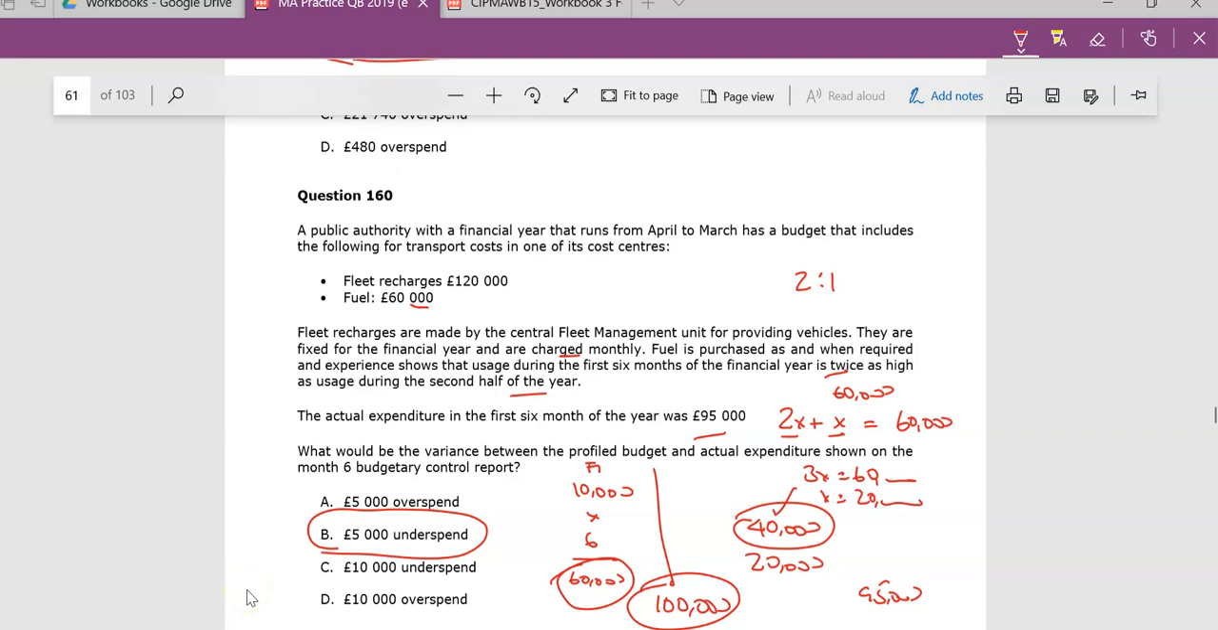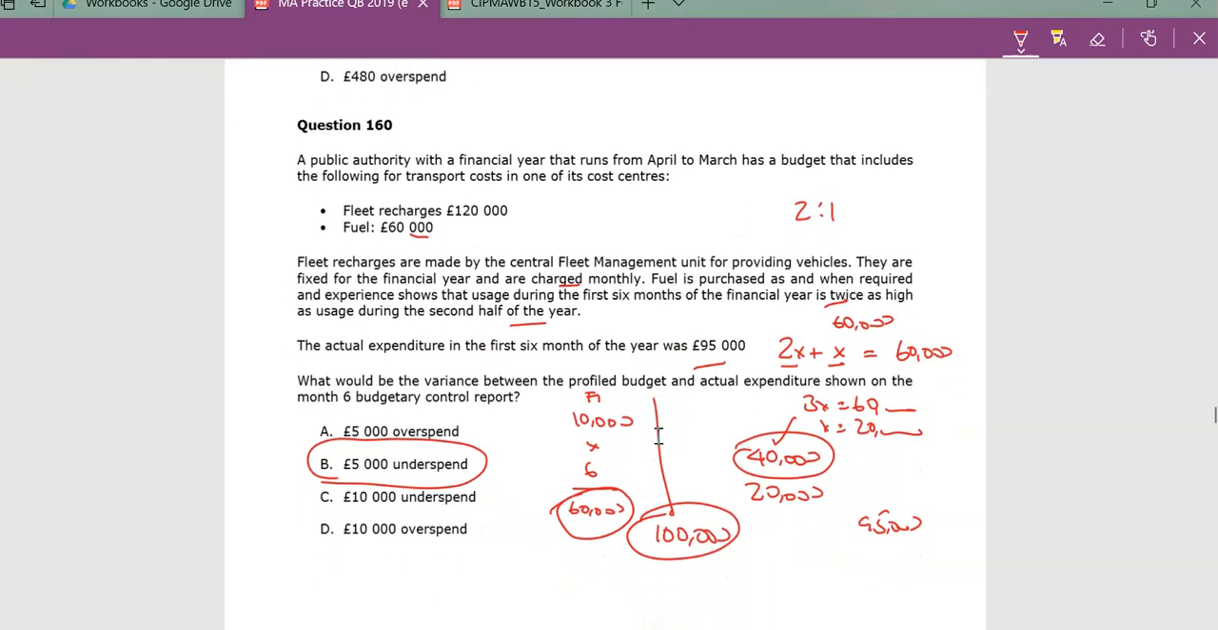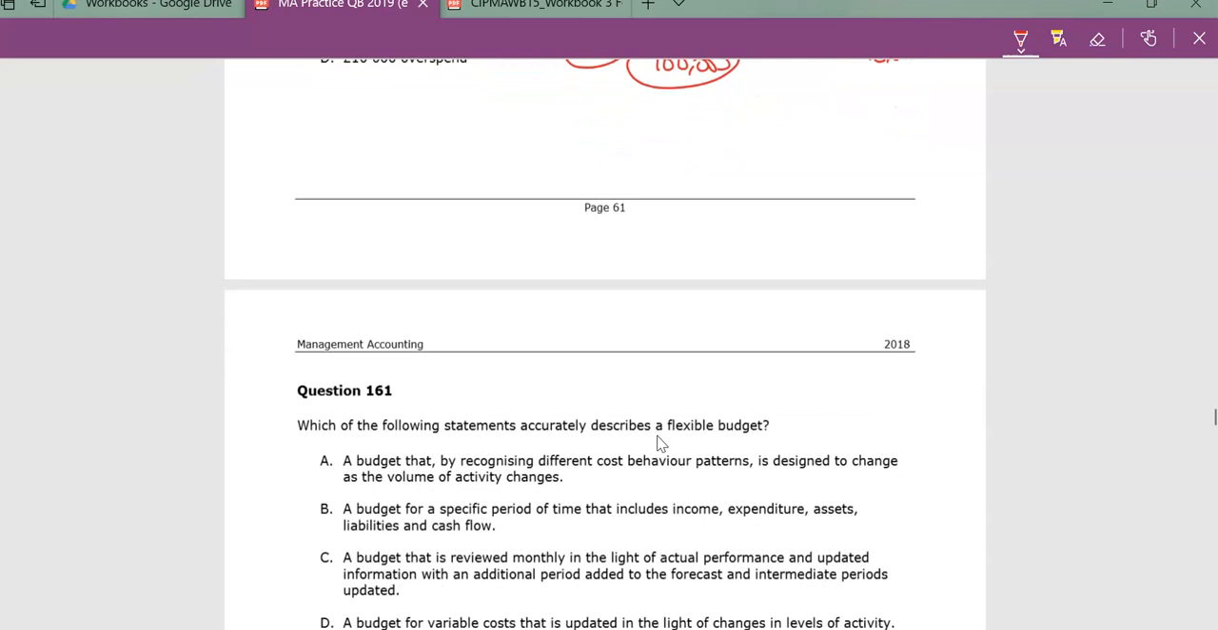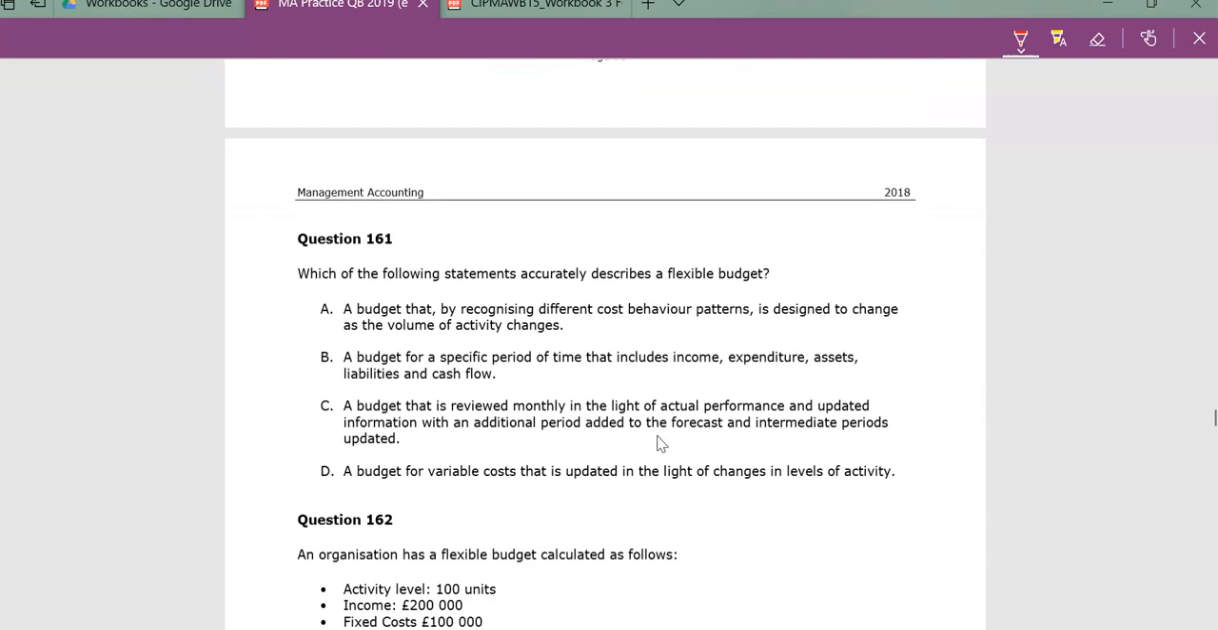Okay, let's carry on. So we are now on question 161. So 161, let's go. Let's look at this information. We're moving into the realms of, again, we're back in the realm of budgets again. And when I mean budgets, I mean fixed and flexed and variances.